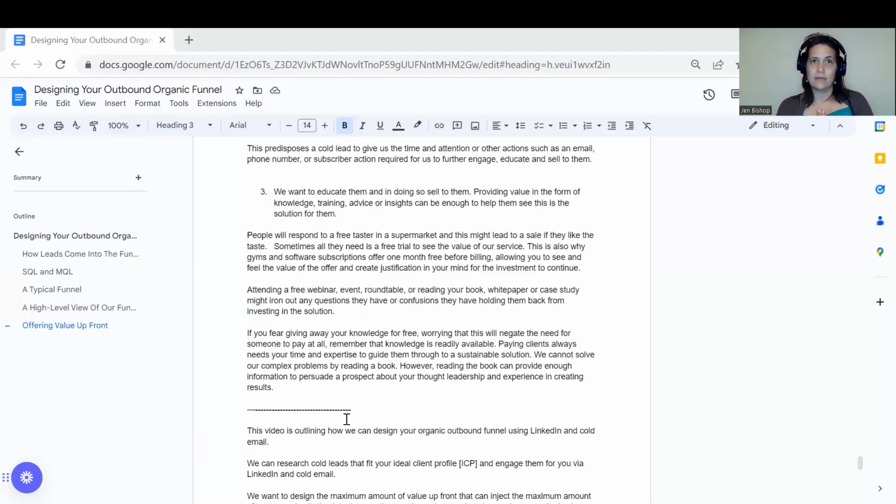It's a bit like in the supermarket. You might try the little piece of salami or cheese on a toothpick because it's offered to you for free, but if you like it, you might then go back and buy the whole packet.